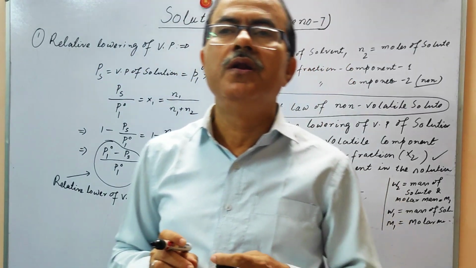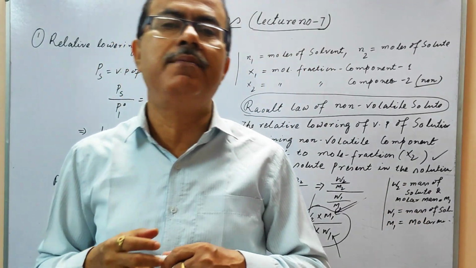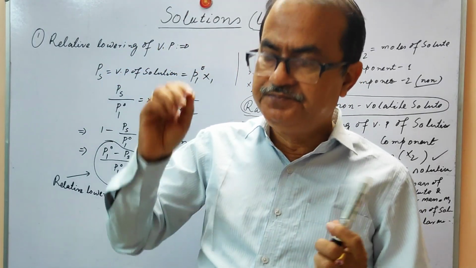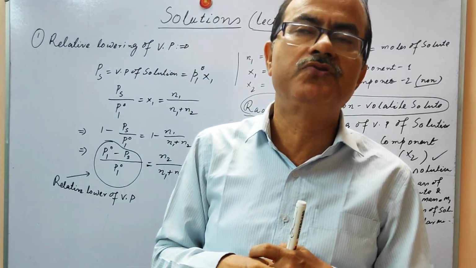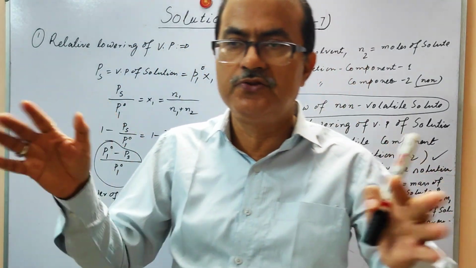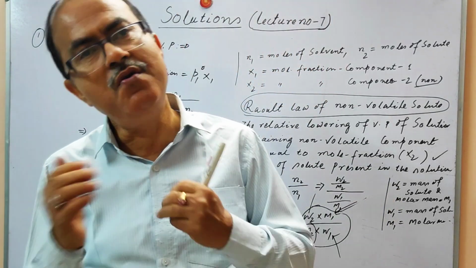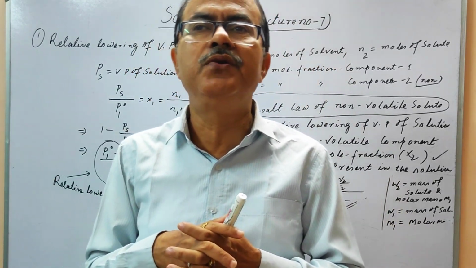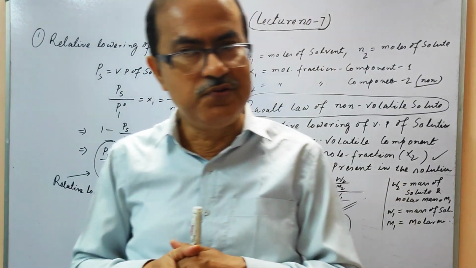So this is all for today's lecture. In this lecture, we have discussed a very important thing: when we add some non-volatile substance to a volatile substance, the vapor pressure of the solution decreases, and this affects many other properties of the solution. One of them is the relative lowering of the vapor pressure, and we have seen how we can use it to calculate the molar mass. So that is all for today's lecture.